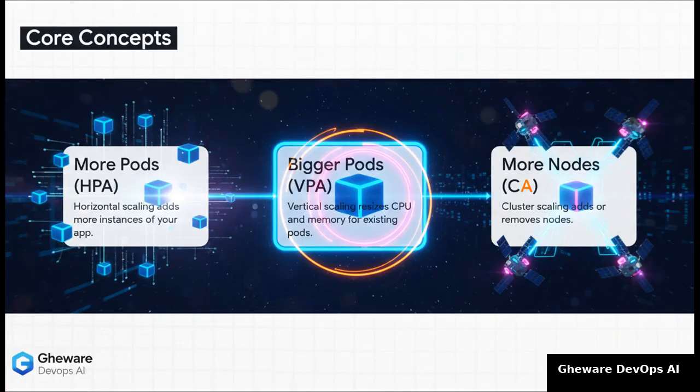To get this, you really only need to understand three core ideas. First, you've got the Horizontal Pod Autoscaler, or HPA. It just adds more pods. Easy. Second, the Vertical Pod Autoscaler, or VPA. This one makes your existing pods bigger. And third, the Cluster Autoscaler, or CA, which adds more machines when you're all out of room. You master these three, and you're golden.